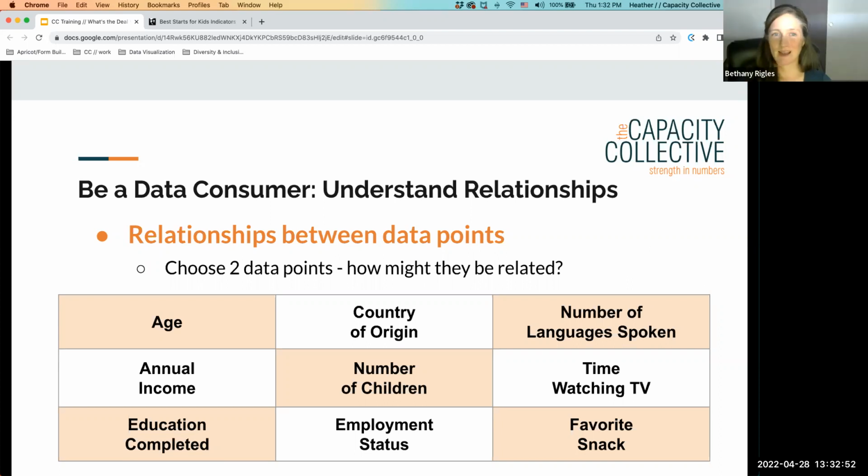These are perfect. Yes, so you can see as you're looking through data, there are a lot of things that just are naturally going to make sense that there's going to be a relationship between them.